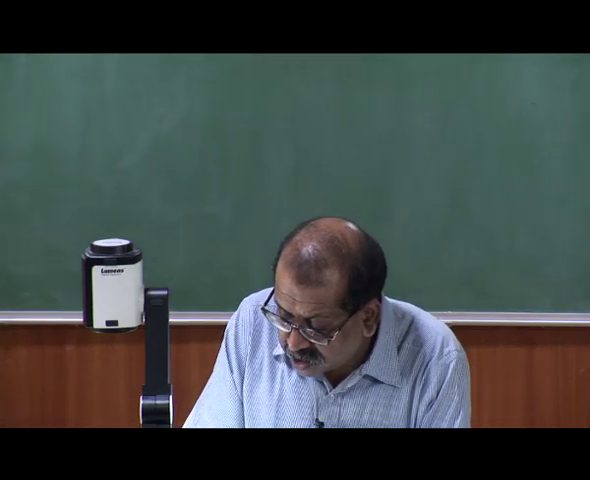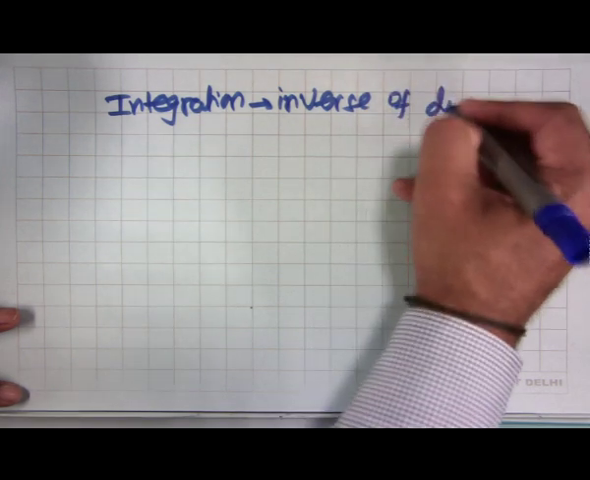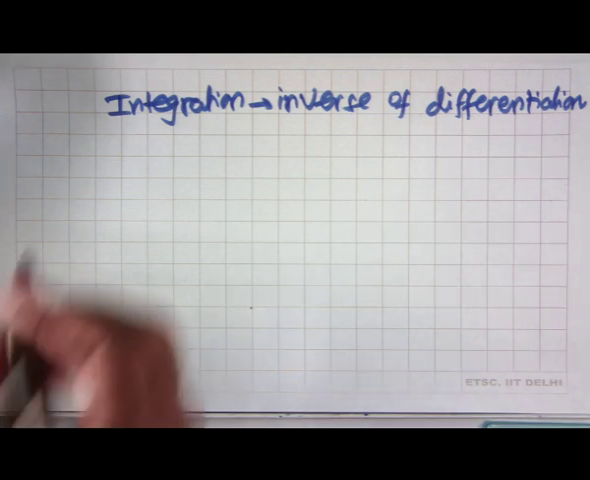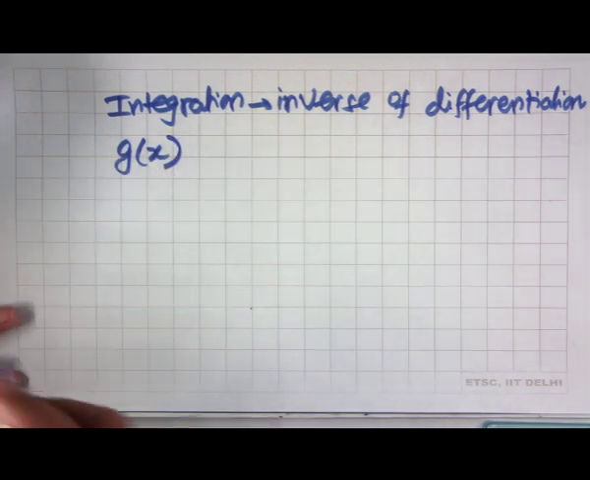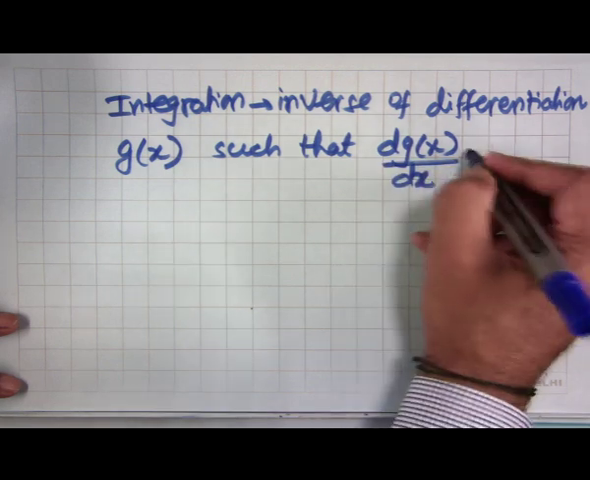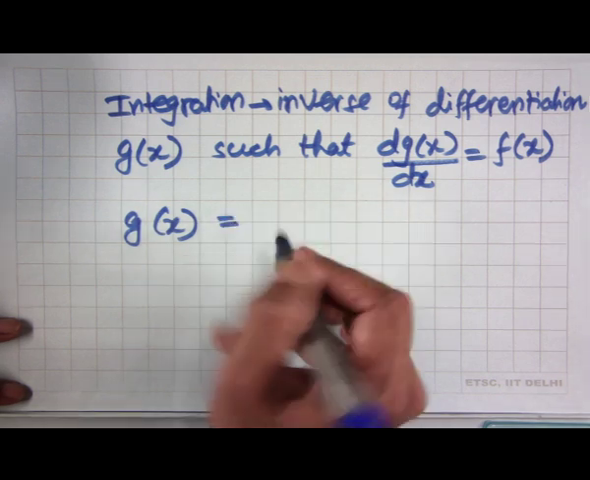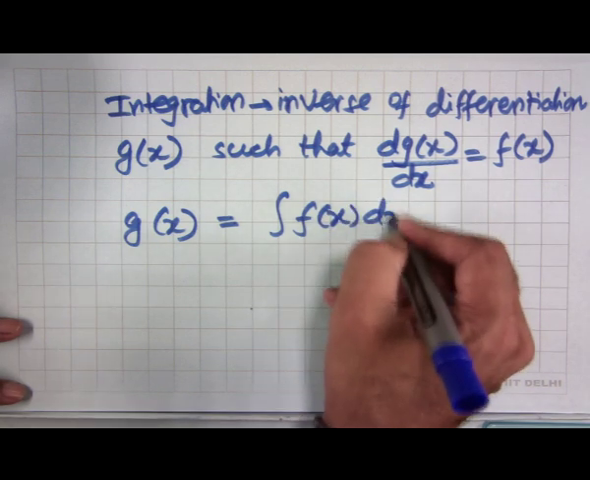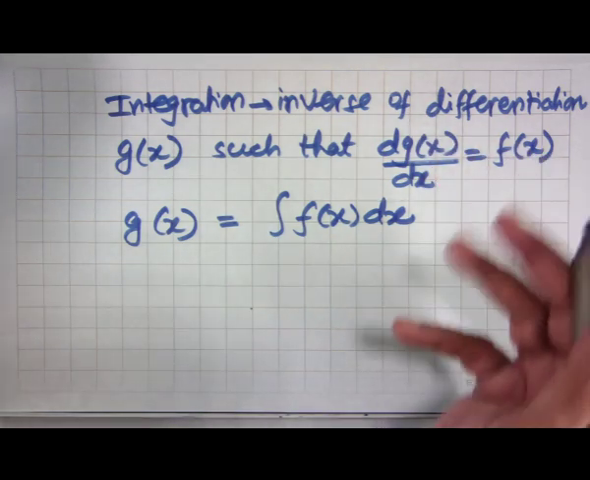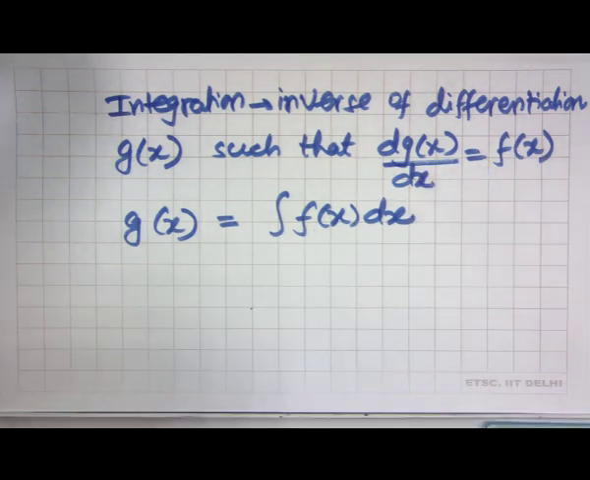Now, what we can also show is that integration is the inverse of differentiation, which means that if we have a function g of x such that the derivative of g x is equal to f of x, then g of x is equal to the integral of f x with respect to x. So, in that sense, integration is the inverse of differentiation, because if dg by dx is equal to f, then the integral of f is equal to g.